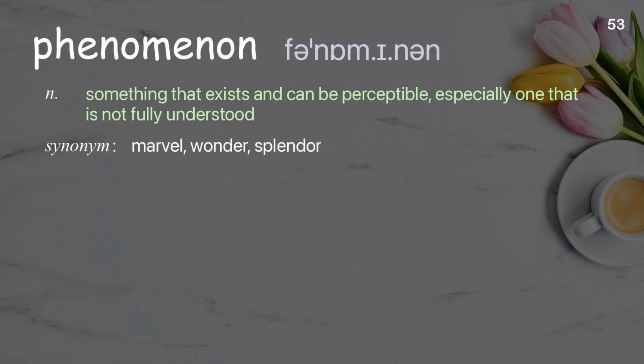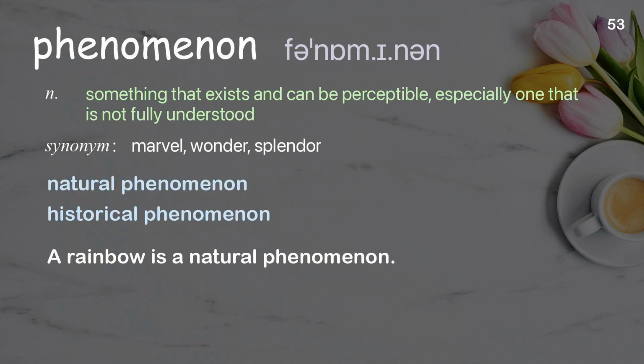Phenomenon: something that exists and can be perceptible, especially one that is not fully understood. Examples: natural phenomenon, historical phenomenon. A rainbow is a natural phenomenon.